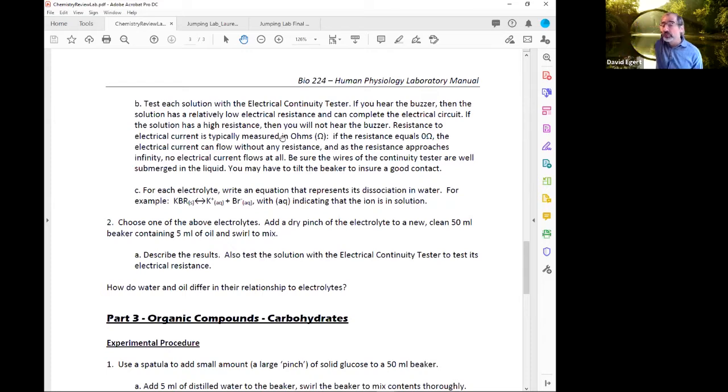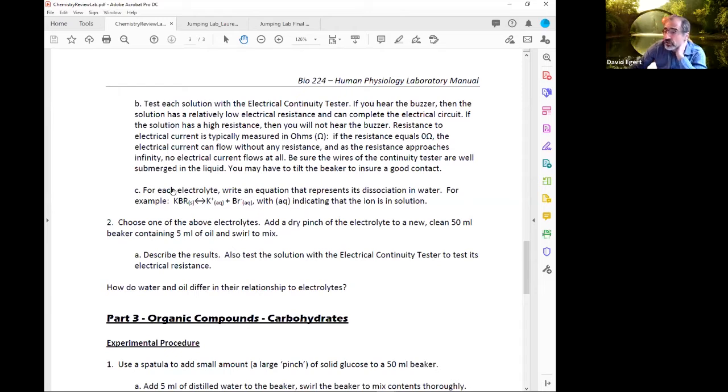And if you put the 2 wires in a solution, if the solution conducts electricity, you'll know because you'll hear a buzz. So it's just a brute force way to see, does this thing conduct electricity? It's basically 2 wires connected to a battery and a buzzer. You'll see it in a few moments.